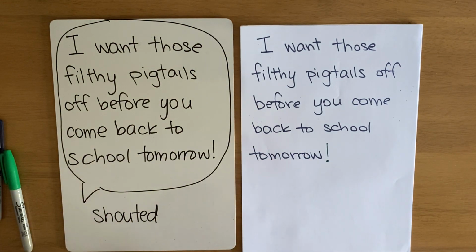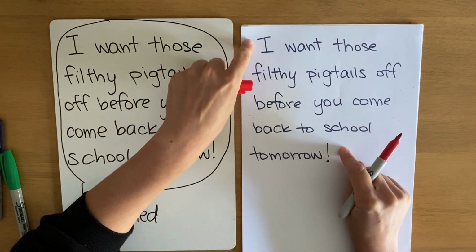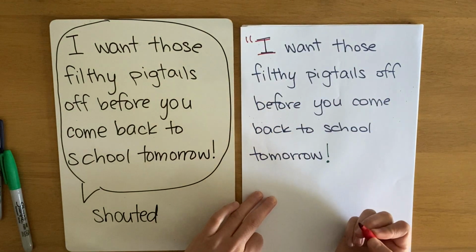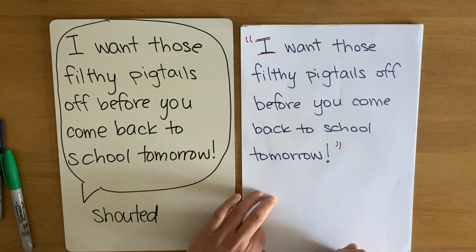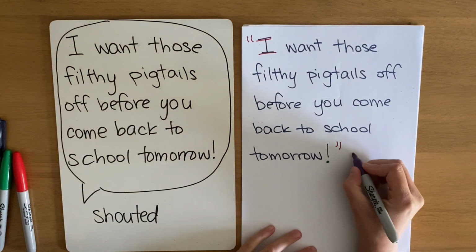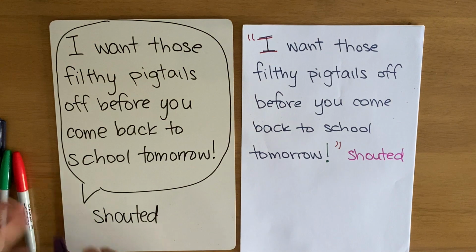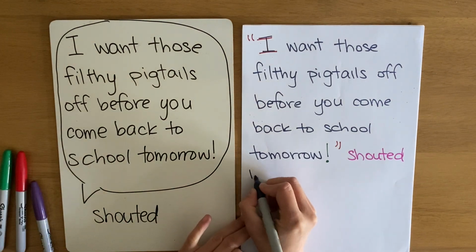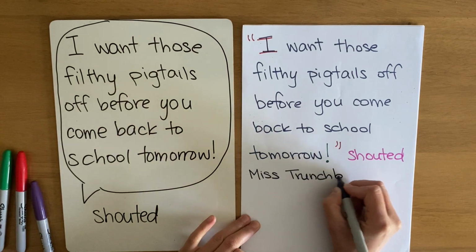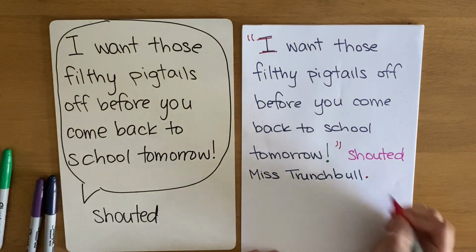Next thing is we need to put our speech marks around what Miss Trunchbull has shouted. Keep that capital letter there. Opening speech mark at the beginning, then closing speech mark at the end, then shouted, and who has shouted it? Miss Trunchbull has shouted it. Shouted, Miss Trunchbull. And at the end, what do we need? A full stop.